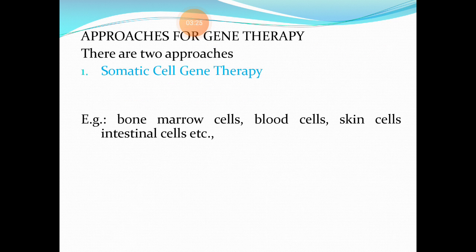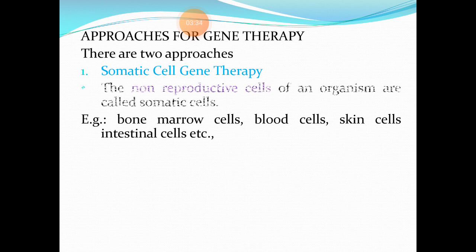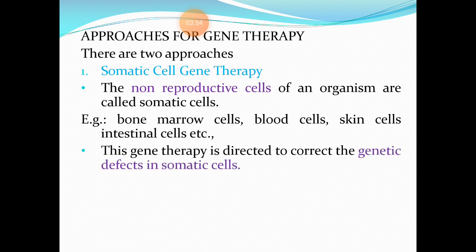Then there are two approaches for the study of gene therapy. One is somatic cell gene therapy. The non-reproductive cells of an organism, body cells, are called somatic cells. For example, bone marrow cells, blood cells, skin cells, intestinal cells, etc. They are all somatic cells. This gene therapy, that is somatic cell gene therapy, is directed to correct the genetic defects that are found in somatic cells or the body cells.